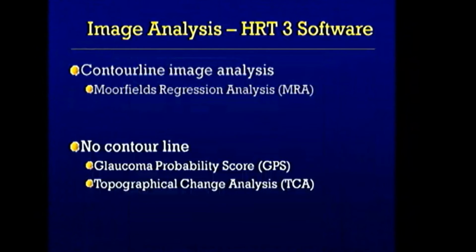So we talked about contour line image analysis and systems available without a contour line. And it's the same for looking at progression. If you want to look at rim area change over time, you can look at how the rim area changes over time using Moorfield regression analysis rim area, or you can look at TCA, which is another method which I'll talk about.